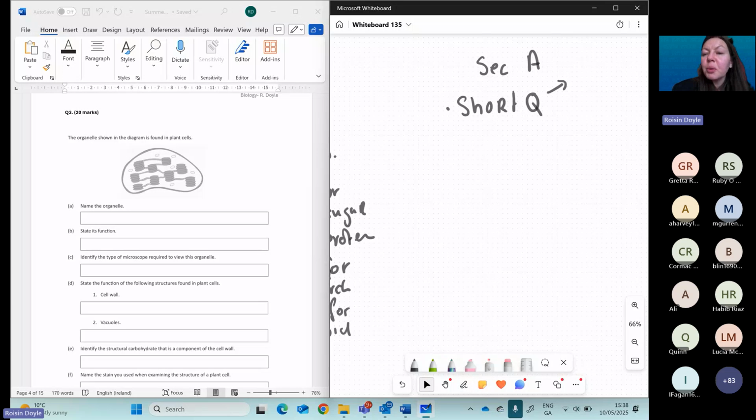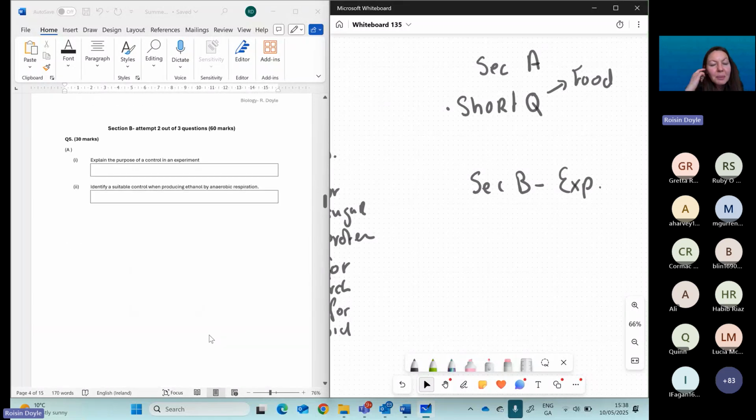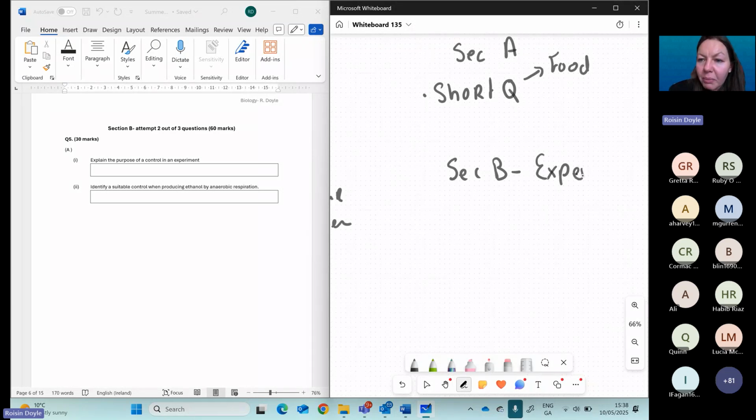The first short question, as always, could be on food. You then move on to Section B. Section B is dedicated to the experiments. Within my own fifth years, they'll get 3 experiment questions and they have to do 2 out of 3. Remember, I've laid this paper out in line with the Leaving Cert exam. So yes, you could be asked about the experiments.